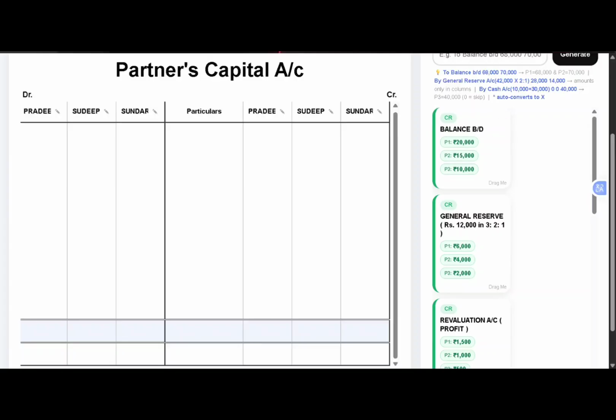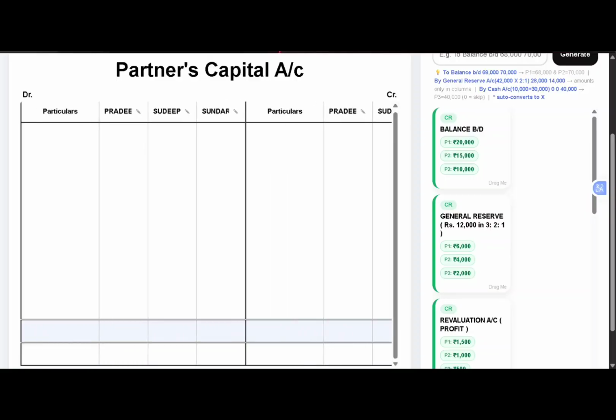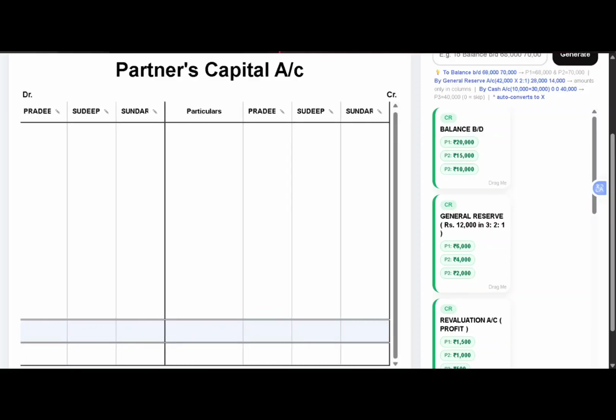Now this is the partner's capital account where we have on the debit side Pradeep, Sudeep, Sundar, and on the credit side Pradeep, Sudeep and Sundar. So first we need to bring down the opening balance, that is the capital which is given in the balance sheet for all the partners. So this is the balance brought down from the balance sheet. Pradeep 20,000, Sudeep 15,000 and Sundar rupees 10,000.